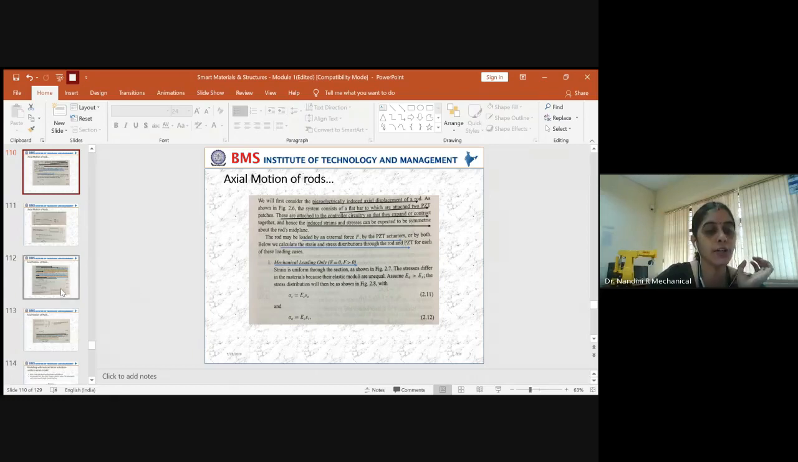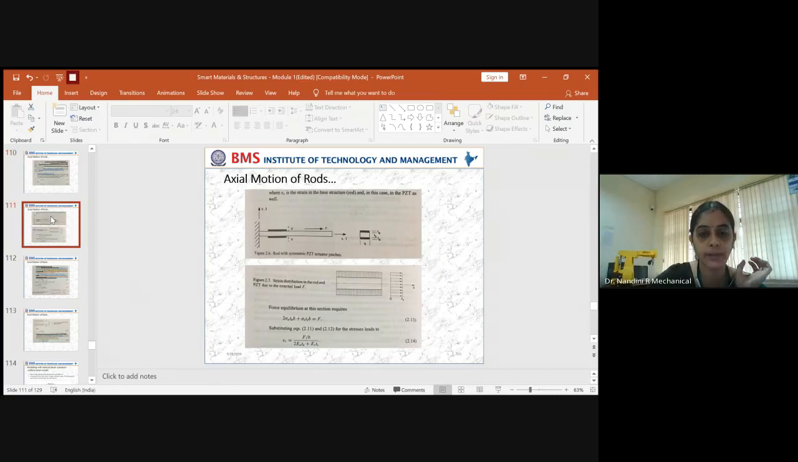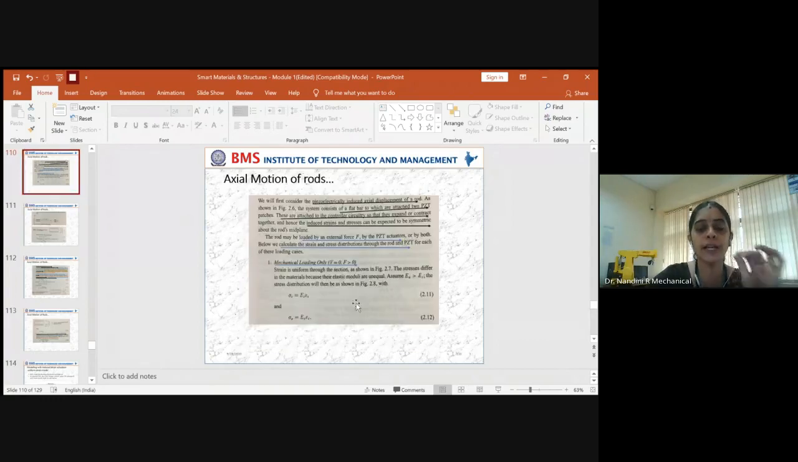So why does the motion of the rods come into the picture here? This is related to the diagram here. The rod is nothing but the substrate or the structure, and the PZT patch is our actuator. We have already studied the interactions between an actuator and a structure. The same concept we will apply to derive some equations of stresses and strain. The first condition is related to the mechanical loading.